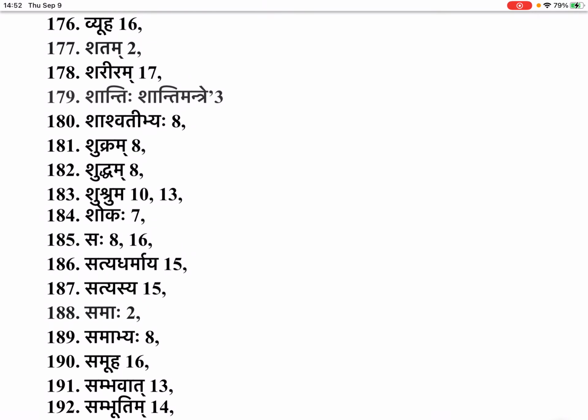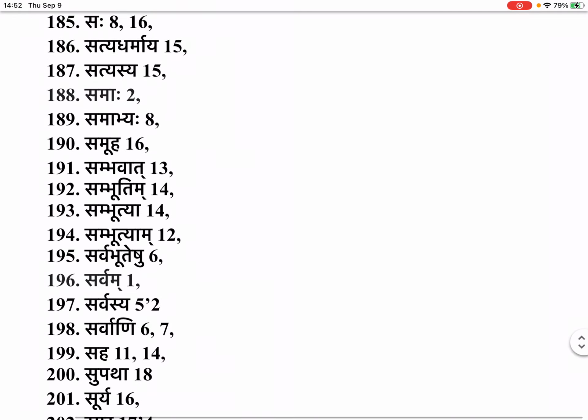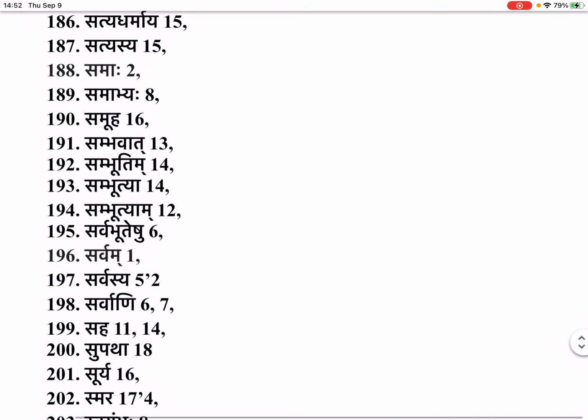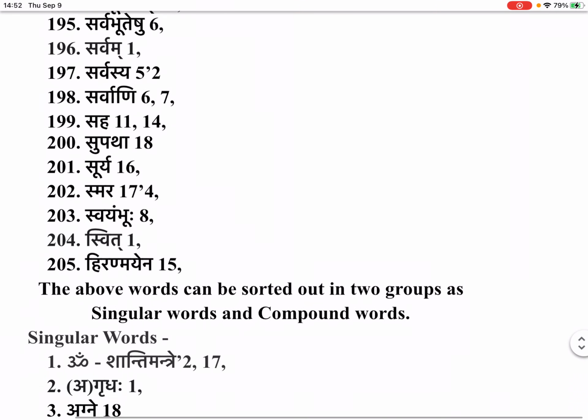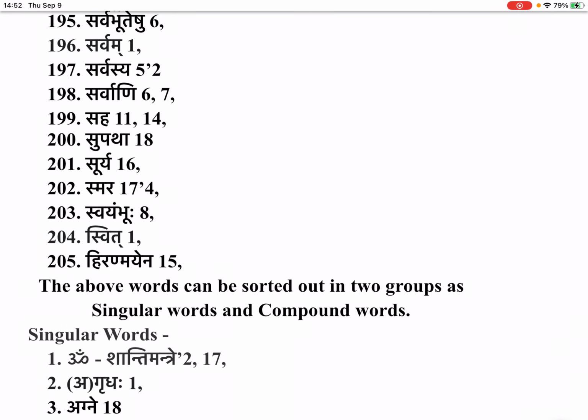Shanti Mantra: shanti, shanti, shanti, that is how we say, so that is counted 3 times. Saha, satyadharmaya, satyasya, samaha, samabhya, samuho, sambhava, sambhutim, sambhutya, sambhutyam, sarvabhuteshu, sarvam, sarvasya, sarvani, saha, supatha. So totally hiranmayena, so many different distinct shabdaha as per the padacheda.